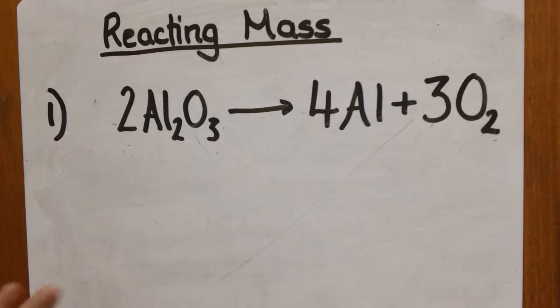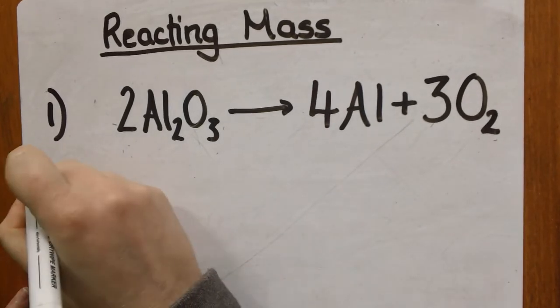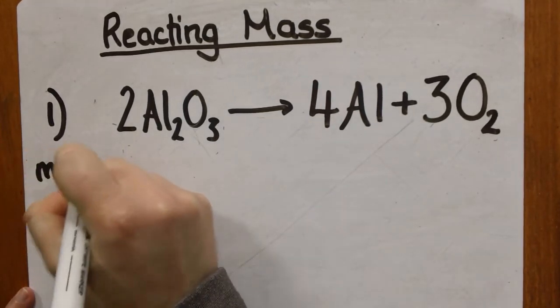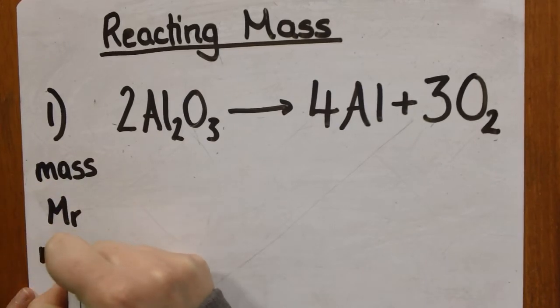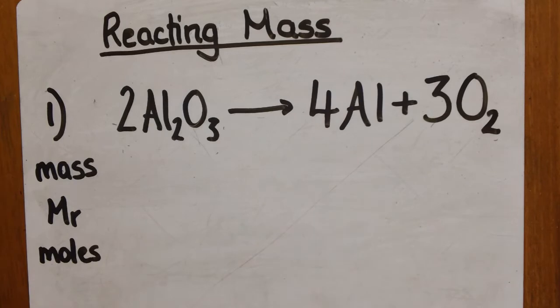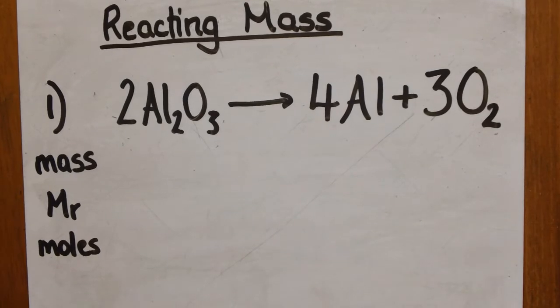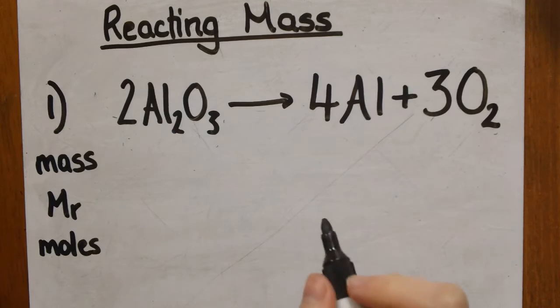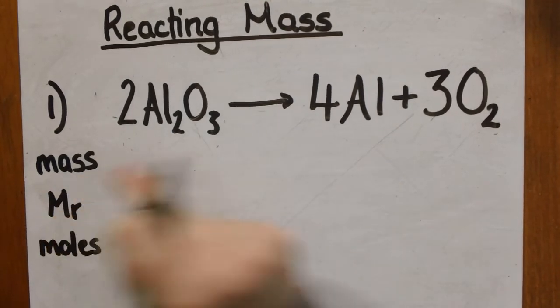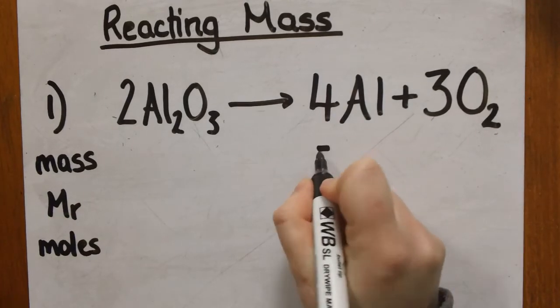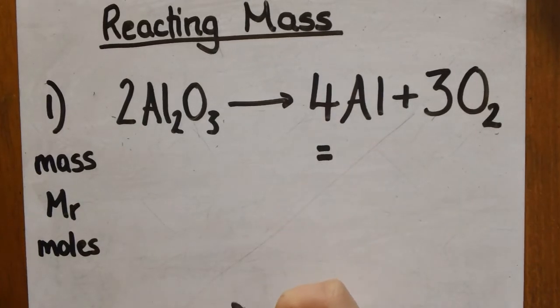Then what I like to do is on the side I write mass, MR and moles. Then I read the question, and our question says calculate the mass of aluminium. So the first thing I do is I go to where my mass is, but underneath aluminium, and I'm going to put an equal sign because that is where I'm heading to.